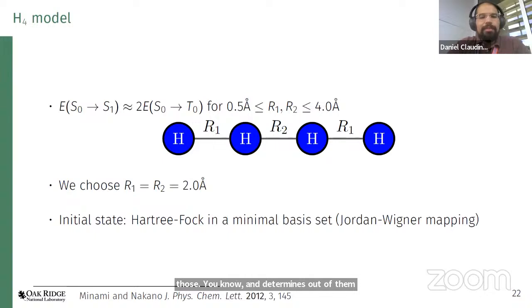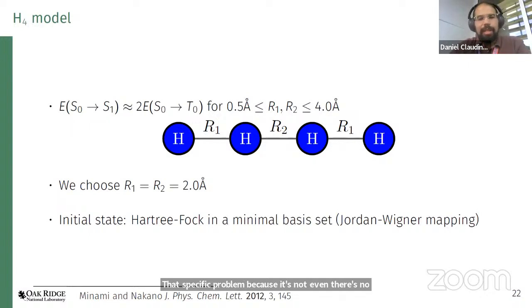Now, we looked into the literature, and it was found that this molecular prototype, the H4 molecule, is a simple system that complies with the energetics of the underlying singlet fission phenomenon. The dynamics involved in singlet fission is much more complicated. So I'm not going to talk about that specific problem, because there's no consensus in the literature.